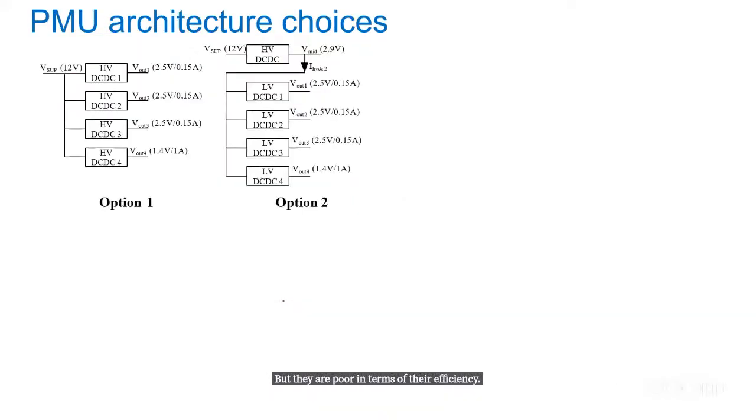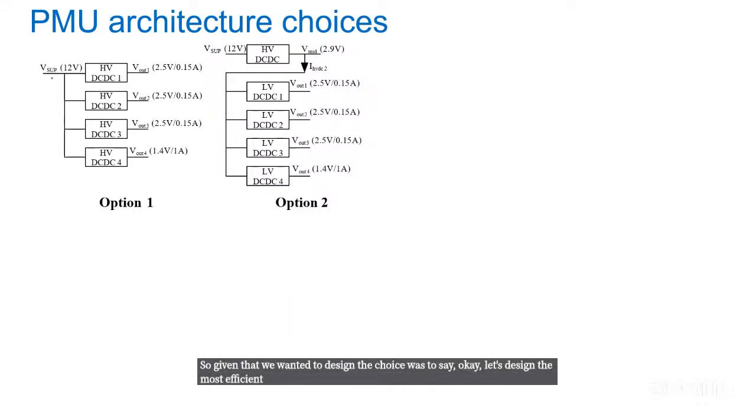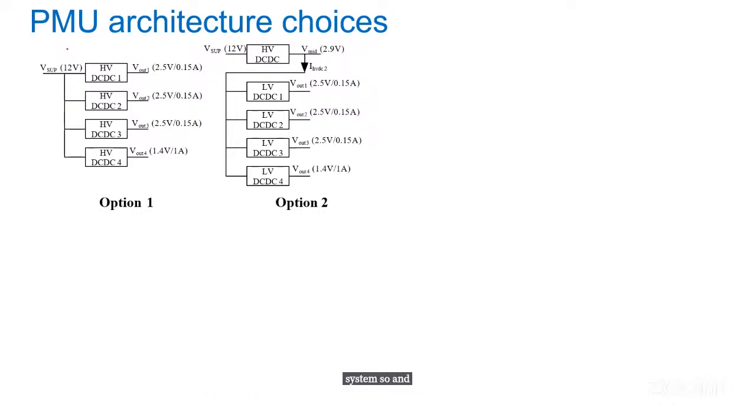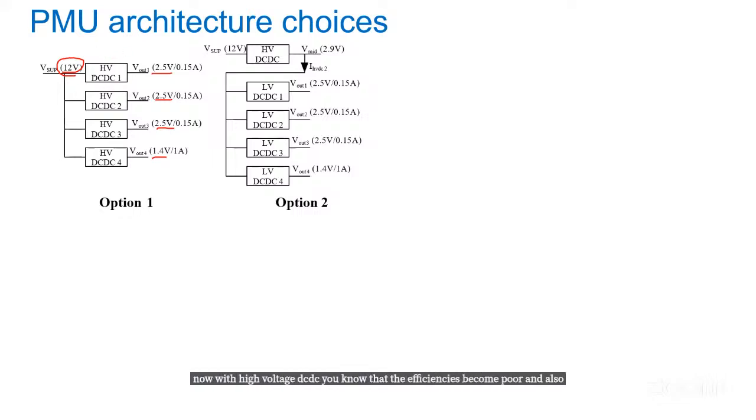So when we started, given what we wanted to design, the choice was to say, okay, let's design the most efficient system. And for efficiency, we know that we need all high voltage DC-DC converters because we need the power 12 volt and going to about 2.5 volts and 1.4 volt, right? So the first choice would be to keep all of them as high voltage DC-DC. Now with high voltage DC-DC, you know that the efficiencies become poor and also you would need a lot of silicon area.